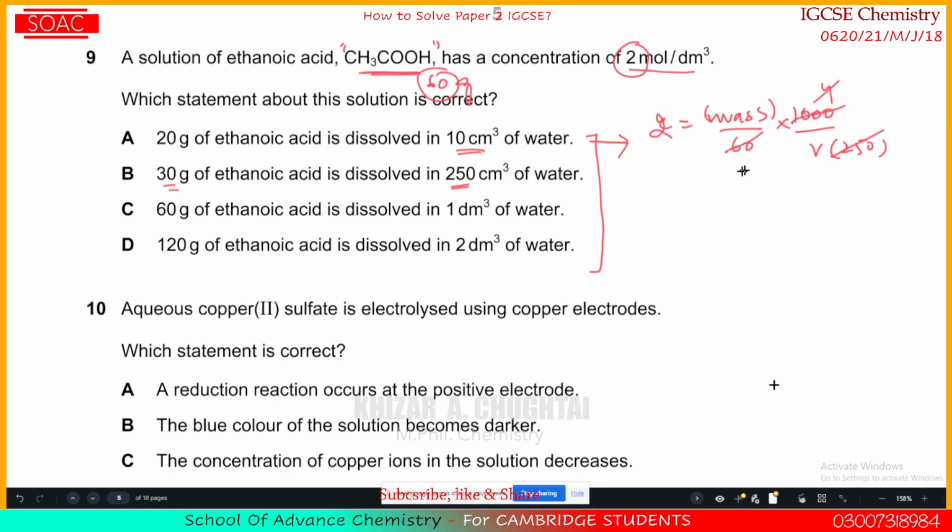What is this? I think 15. And it is 30, yes. Mass equal to 30, you are right, absolutely right, good boy. So B is the correct option in this case. You can use this formula, or you can change into moles divided by volume into 1000, and the answer should be equal to 2 mole per dm cube.